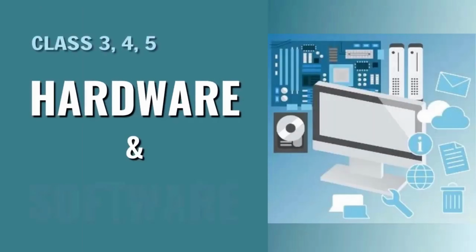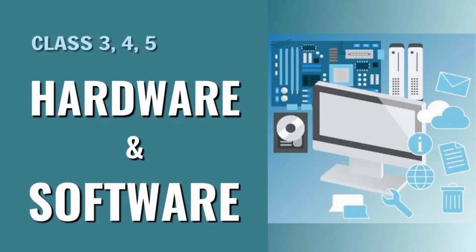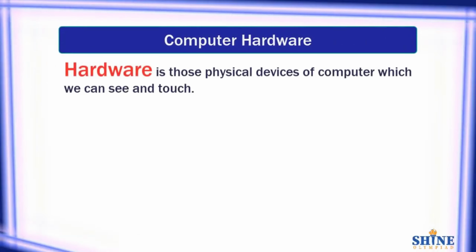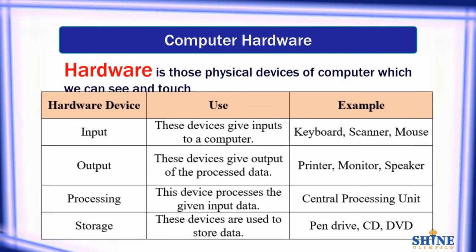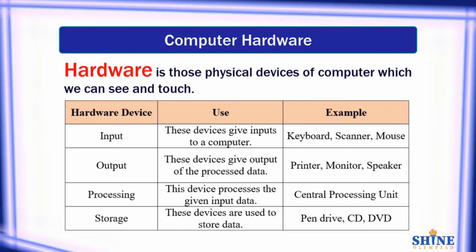Hardware and software. Computer hardware. Hardware is those physical devices of computer which we can see and touch.